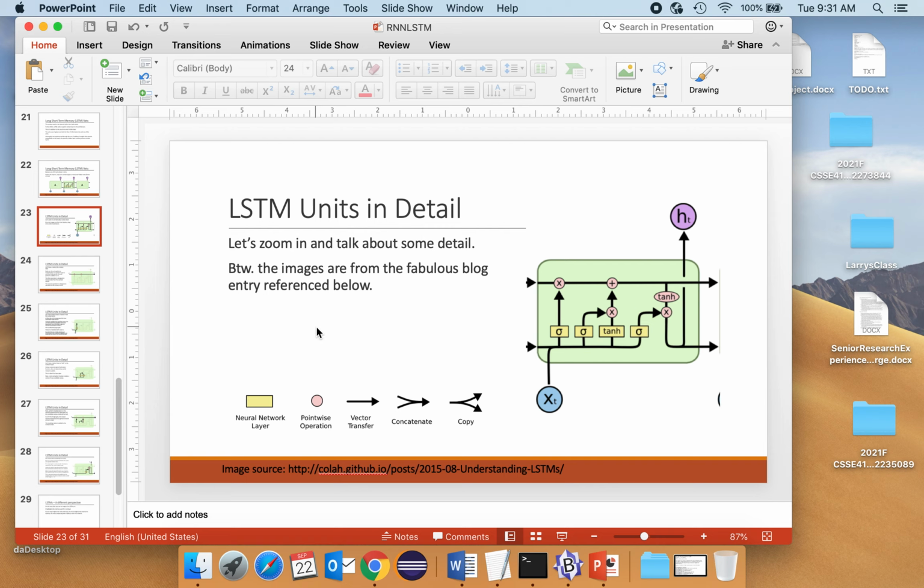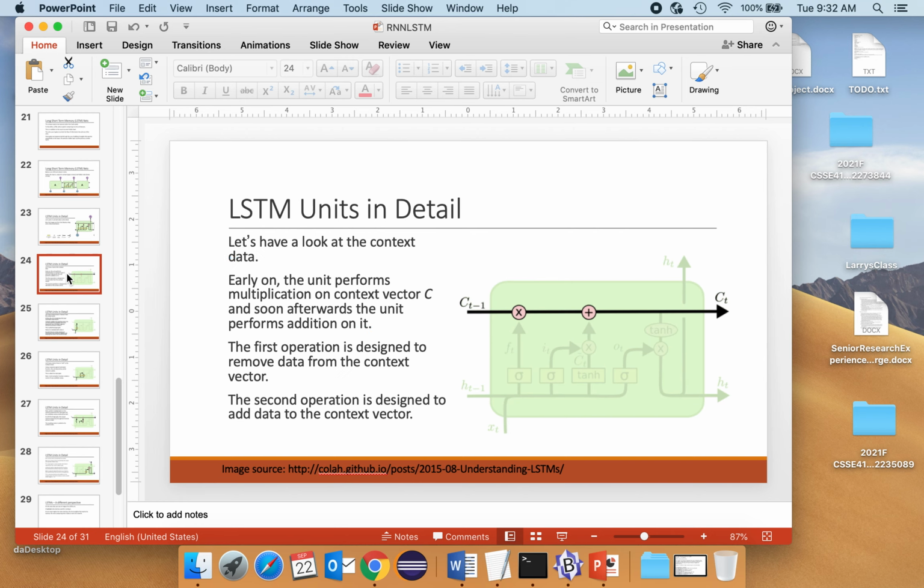There's this really great blog entry that has all these great images that I'm taking from it, and I'm acknowledging that over here. So we're going to zoom in a little bit and talk about some details. First of all, a few things. Here we concatenate two vectors, one after the other. Over here we copy things, so just make a duplicate. Over here we just move information, and then over here we have pointwise operations. We have two, multiplication and addition, and then we have the neural network information. So we have three different sigmoid functions, and then a tanh function over here, and a tanh function over here.